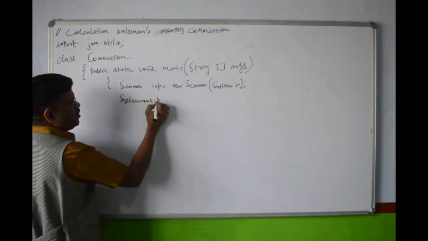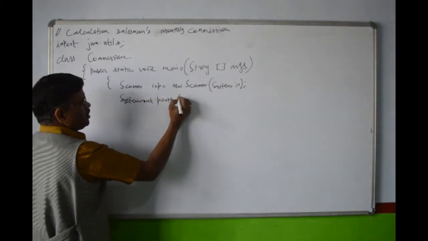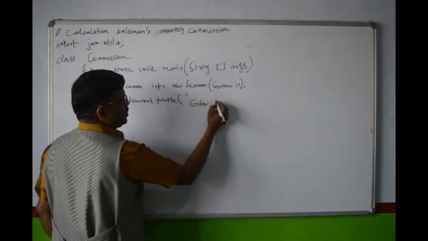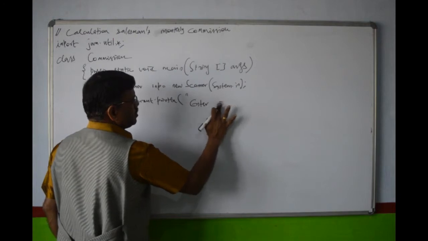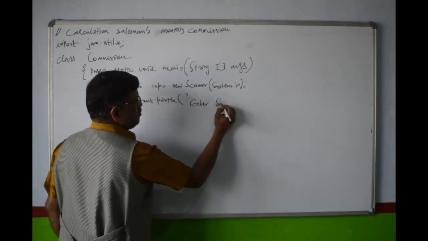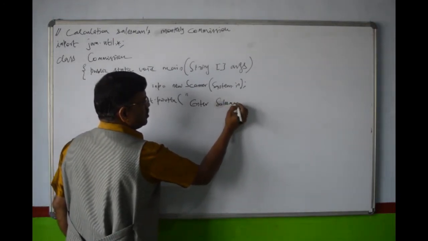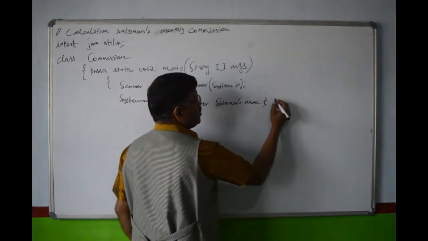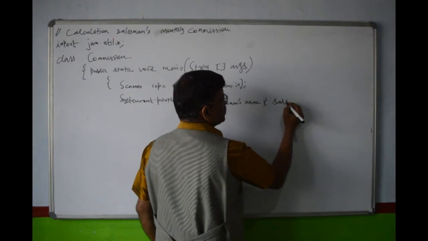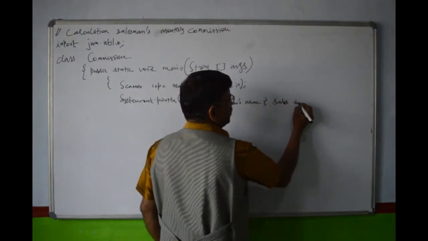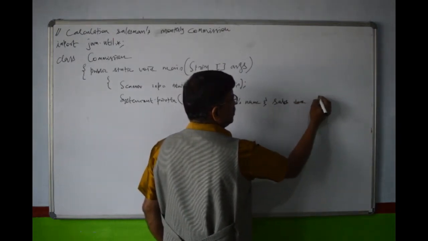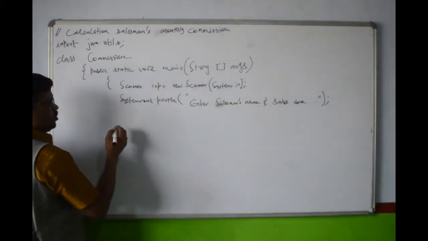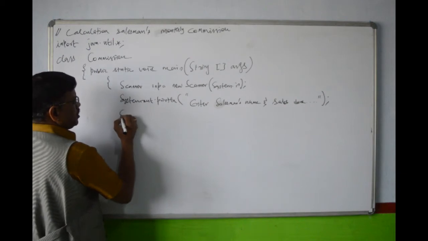System.out.println. We have to input what? Enter the salesman's name and sales done. What I am going to do right now is use three variables.